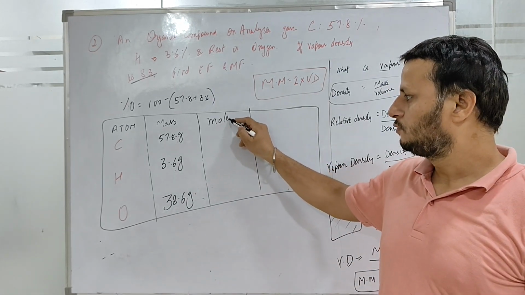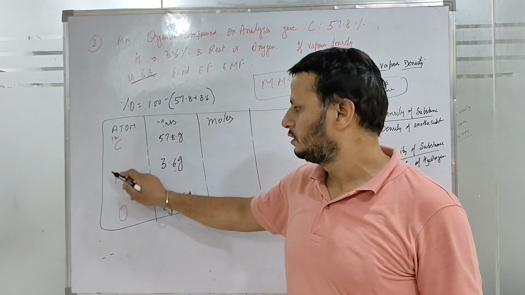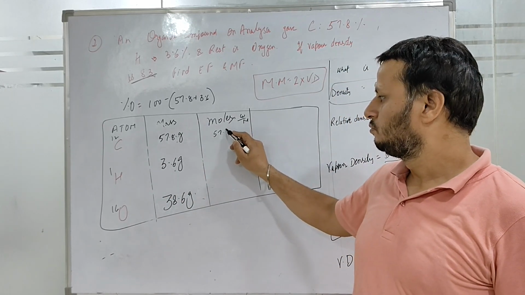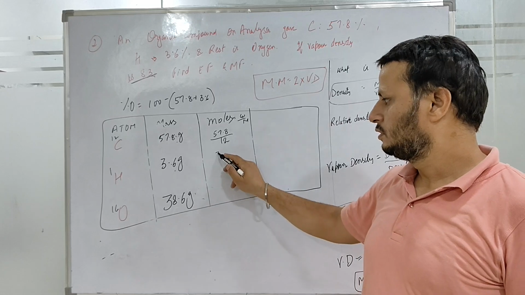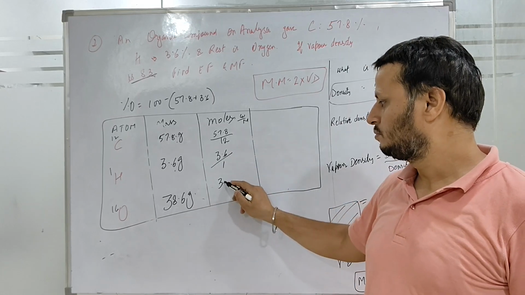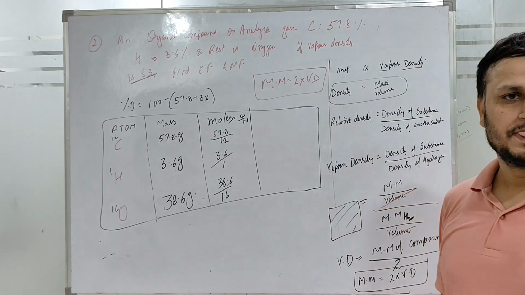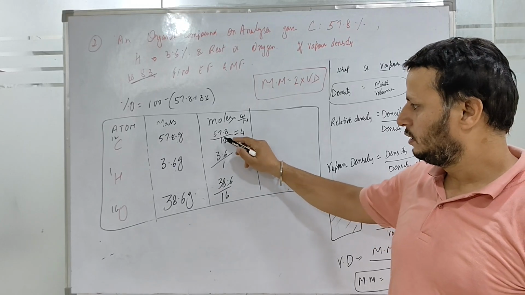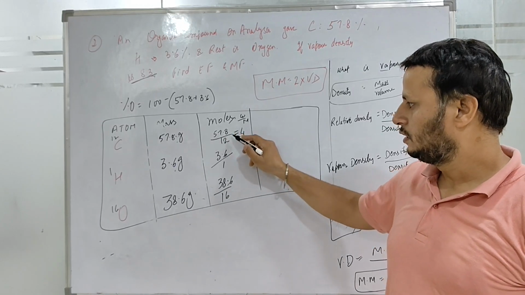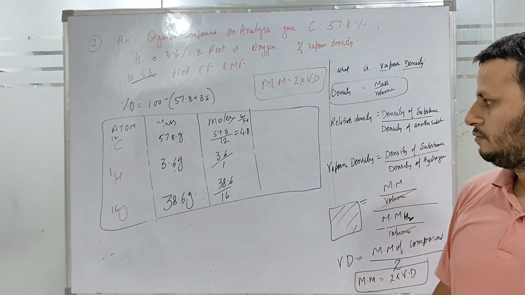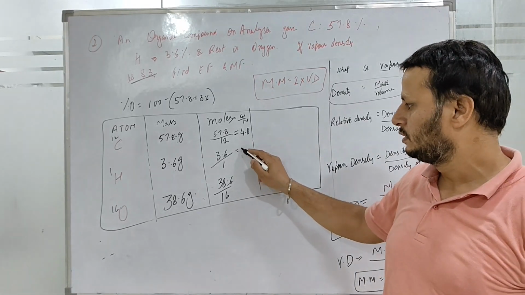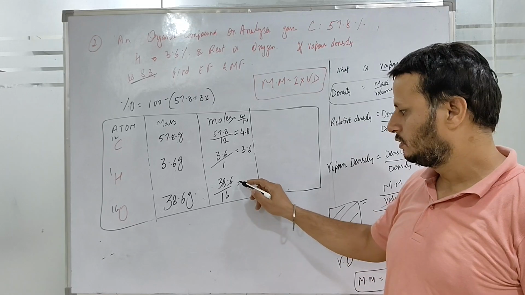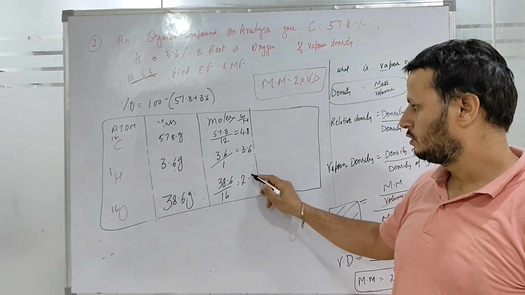So after that we have to calculate moles. Carbon mass is 12, hydrogen 1, oxygen 16. So moles is equal to given mass by molar mass, yeah, atomic mass. So 57.8 divided by 12. So 12 fours are 48, so it will become 4.8. Hydrogen is 3.6 only. And oxygen is 38.6 divided by 16, so approximately 2.4.